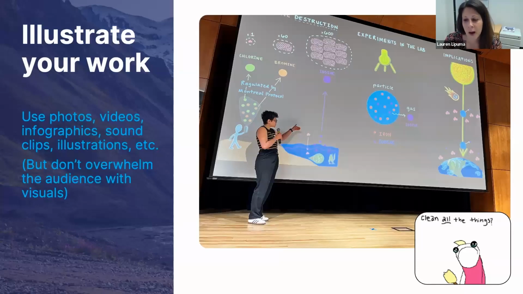This is a photo from the CIRES Rendezvous meeting earlier this year, where a grad student made this beautiful illustration showing her work studying iodine in the atmosphere and how that relates to ozone depletion. She did a really great job here.